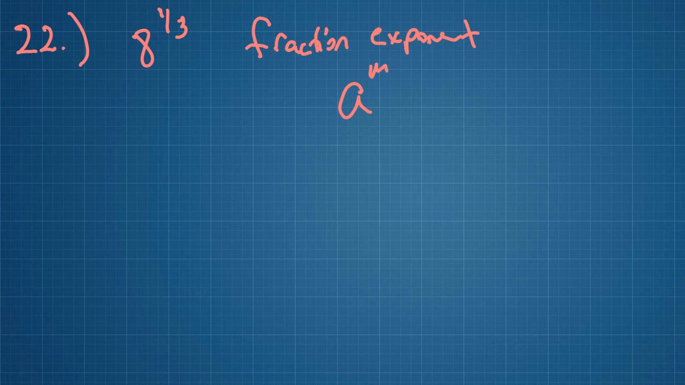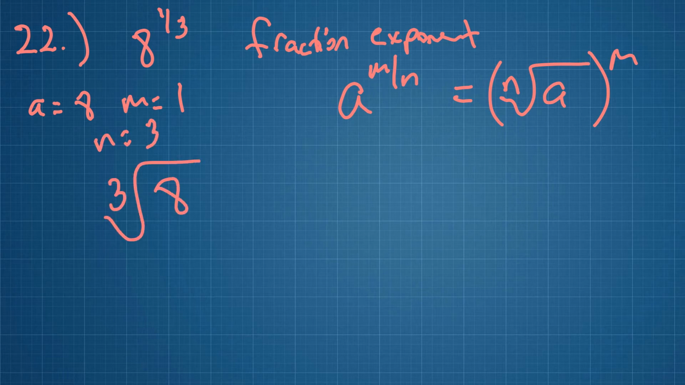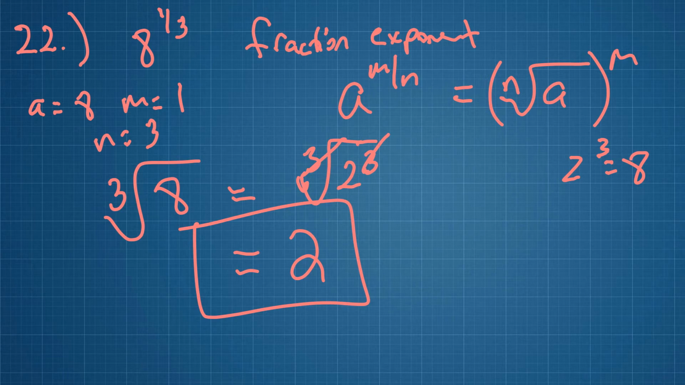So I use this formula, a to the m over n, the nth root of a to the m. So I say a is 8, m is 1, n is 3. So this becomes the cube root of 8, and since it's to the first power, I just leave it that way. And since 2 cubed is 8, I rewrite 8 as 2 cubed under the cube root. The cube root and the cube undo each other, so my final answer is just 2. That's it.